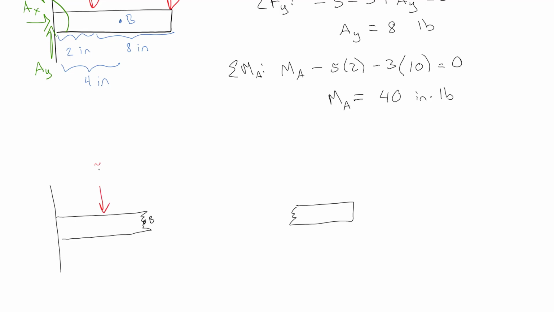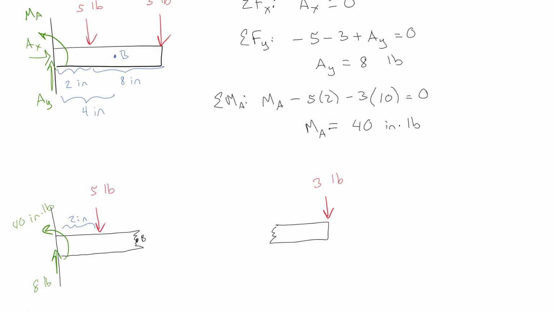So I've got 5 pounds here, and that's located at 2 inches. And I still have my AX, my AY, so I'm not going to draw AX because it's 0. The AY is 8 pounds. And the MA is the 40 inch pounds. Okay, now over here on the other side, I've got the 3 pounds. And so those are all the same external forces that I already had, right?